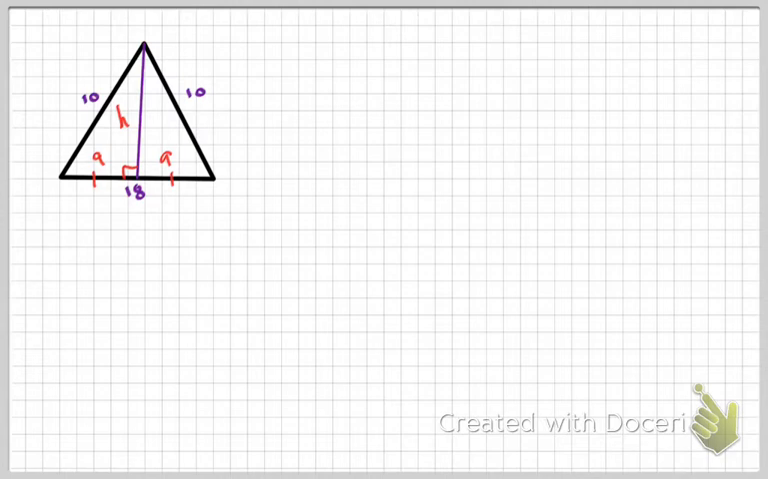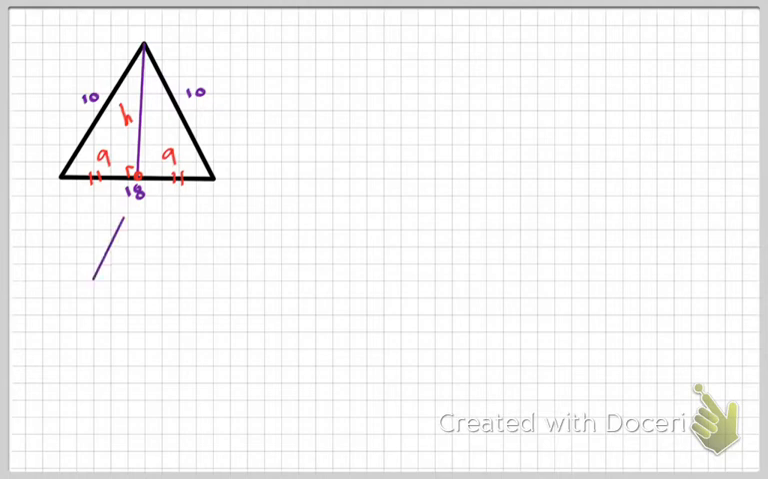Now, in order to find that, let's go back again. So a question might be, what is the altitude of this triangle? Well, knowing it's an isosceles triangle allows us to draw the altitude in, and we're trying to find, a lot of times height is referred to as altitude, we're trying to find that h. Well, knowing it's an isosceles, I know that this is a midpoint, so I know this is 9 and this is 9.